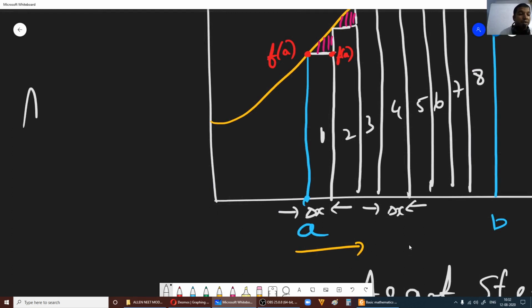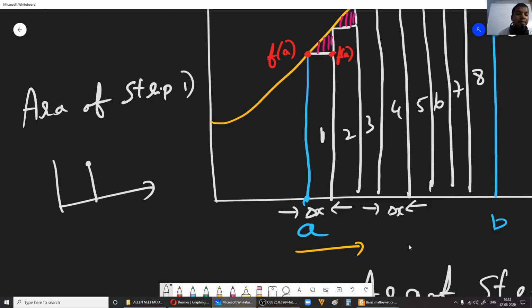Yeah, so I'll give you an idea on this. Area of strip 1, right? Now what is this length actually? It's just like you have a point, say 2 comma 3, with x and y axes. Now this length is actually 2 and this length is actually 3.